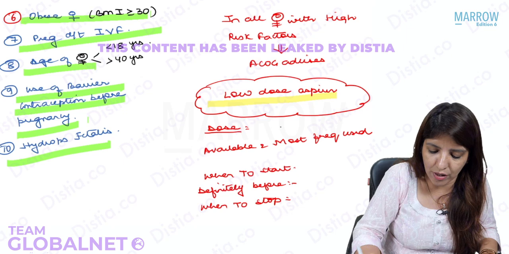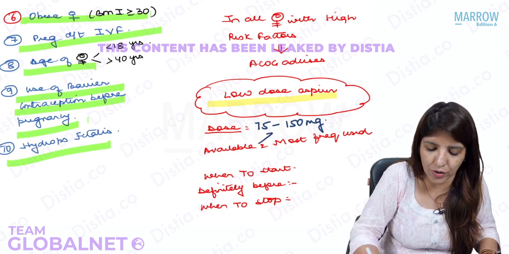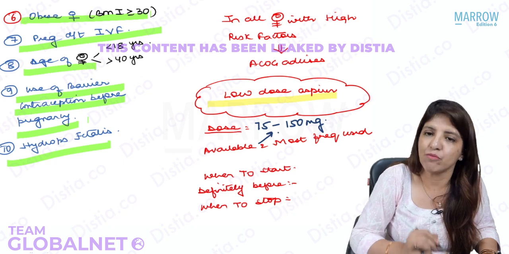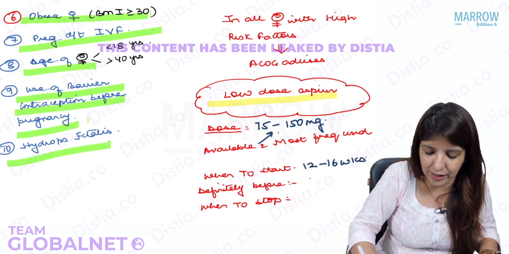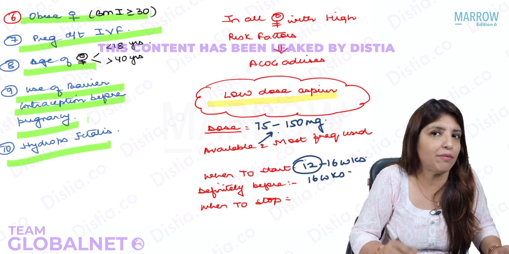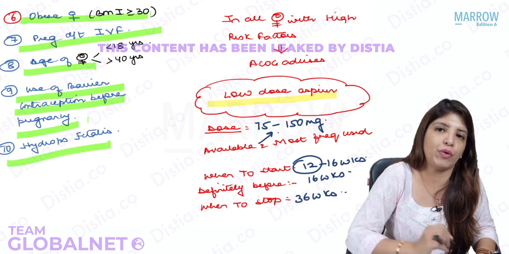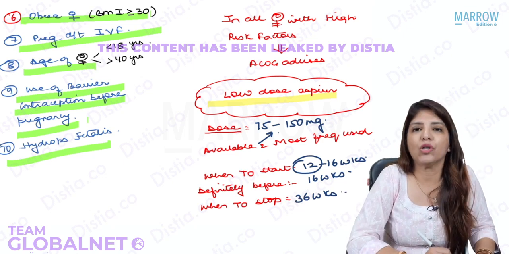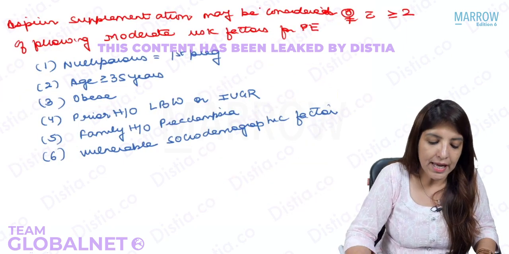And what dose are you going to give? 75 to 150 milligrams. Although the guideline says 80 milligrams, that is not available, so we are going to give 75 to 150 milligrams. When are you going to start? You are going to start it between 12 to 16 weeks of pregnancy, definitely before 16 weeks. Ideally, you should start at 12 weeks. And when should you stop? At 36 weeks of pregnancy, you should stop. This aspirin is going to decrease the chances of PIH.